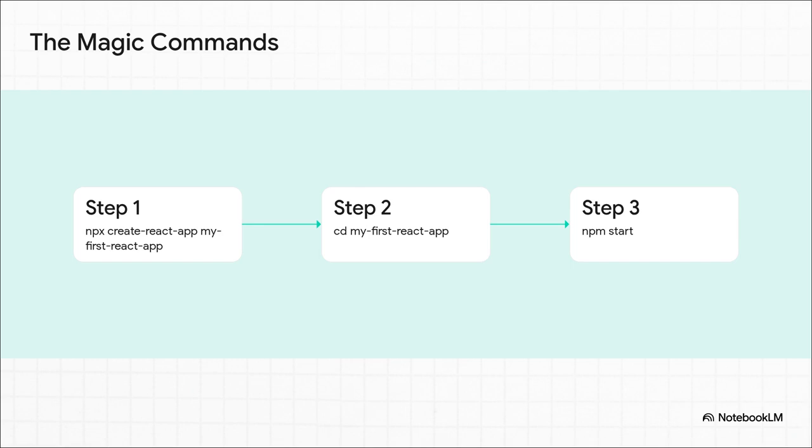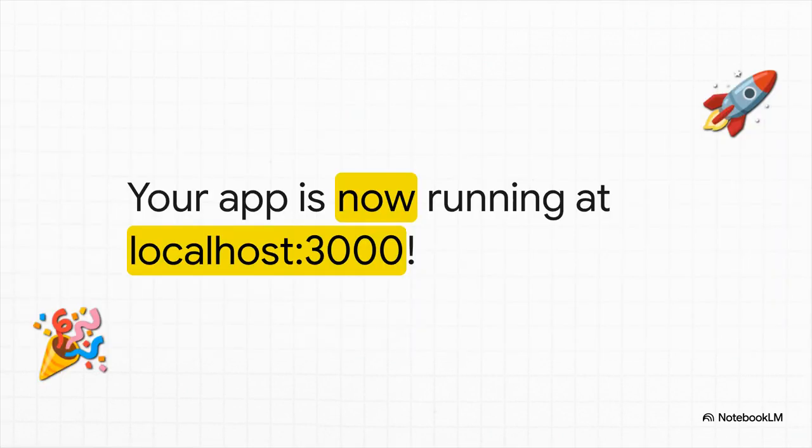It's amazing. Step 2, you just navigate into that new folder using the cd command. And finally, npm start. This command fires up a little web server on your computer and opens your app right in your browser. And just like that, it's alive. Your browser will open a new tab to an address called localhost:3000. And you will see your brand new React app, spinning away. Seriously, pause for a second and appreciate this. You just used a few words to bring a web application to life.